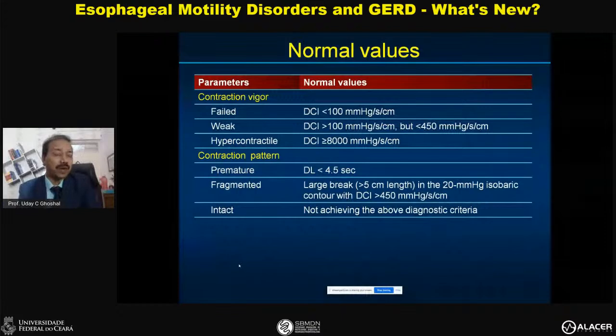What is fragmented peristalsis? When there is a large break, for example, more than 5 centimeter break in 20 millimeter of mercury isobaric contour with DCI more than 450 millimeter of mercury. Because if DCI is very low, it can be something like a very weak peristalsis or failed peristalsis. And if none of the above are fulfilled, then this is intact peristalsis.